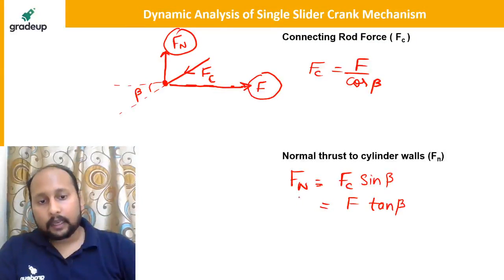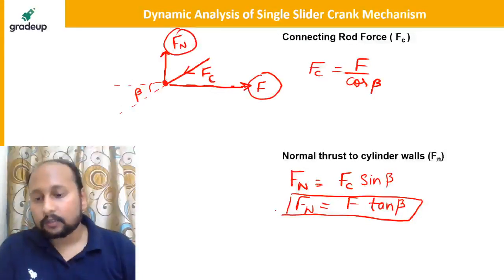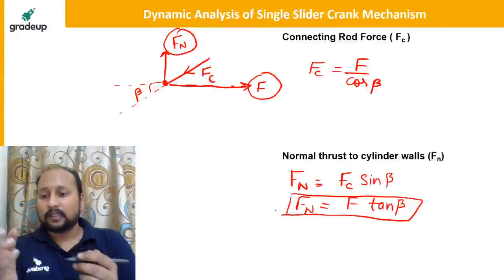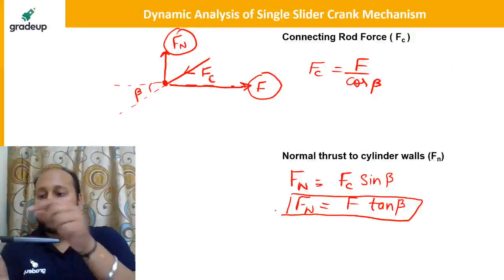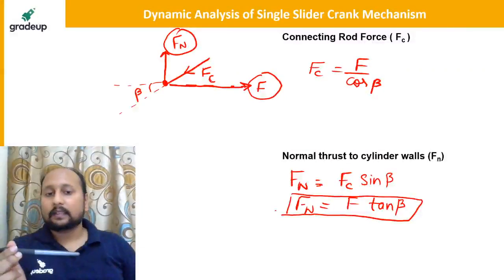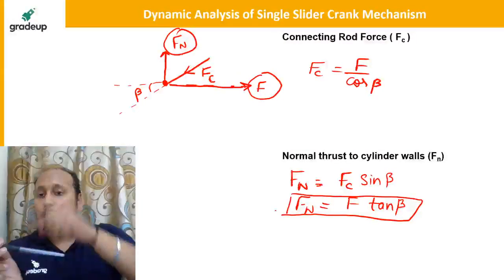So what is Fn? Fn is the total thrust force on the cylinder walls. Now let us suppose this is the cylinder, so the walls will be exerting some forces, that is the normal thrust, always perpendicular to the surface of the piston.